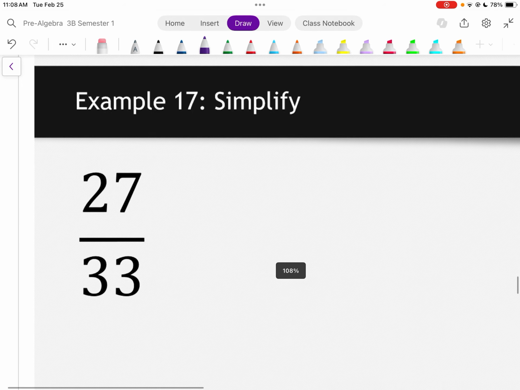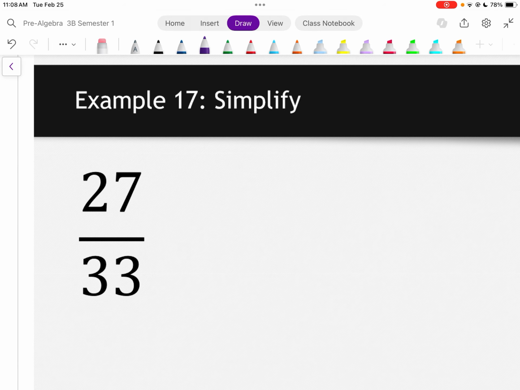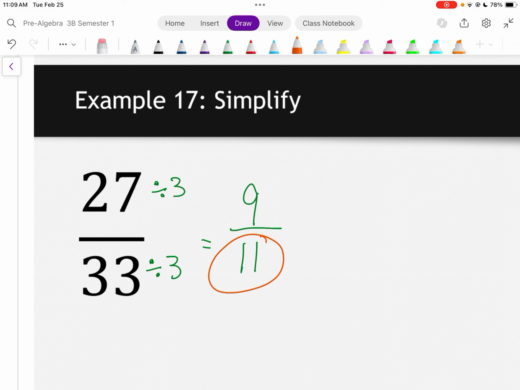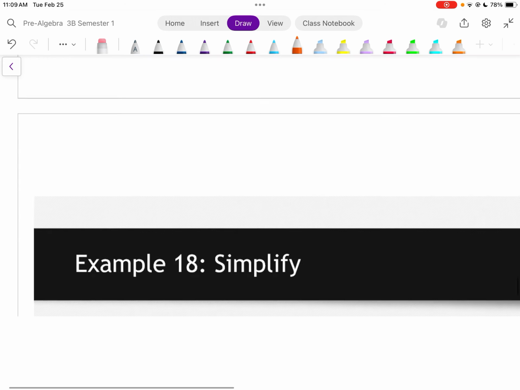And then example 17, we have 27 over 33. Now this one, both of these can be divided by 3. They're not both even, so we can't divide by 2. 3 goes into 27 9 times, and 3 goes into 33 11 times. Now, 11 is one of our prime numbers, so the only number it can be divided by is 1 and 11. 9, however, cannot be divided by 11, so that means 9 out of 11 is our final answer.